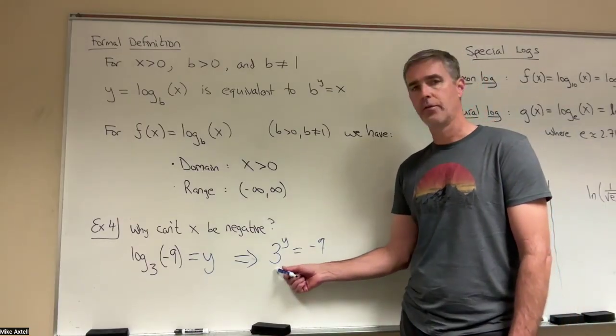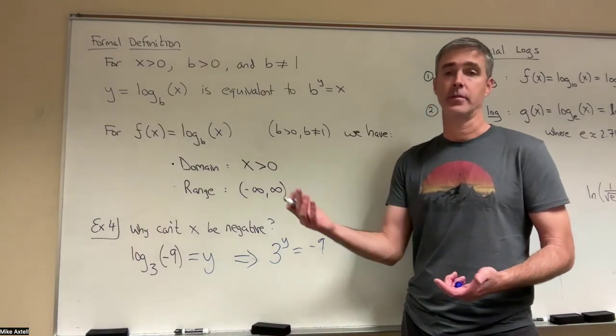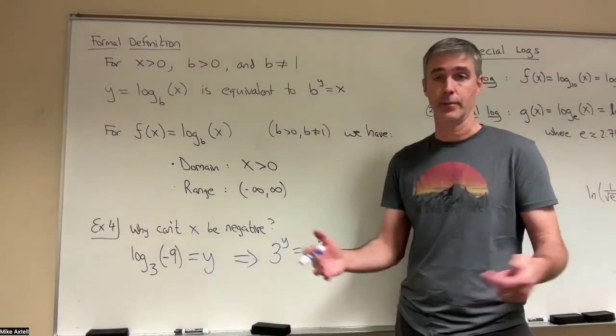There's no power of 3 that makes it negative. I mean, 3 to a positive power, 3 to the 8th is 3 times 3 times 3, 8 times. It's all positives.